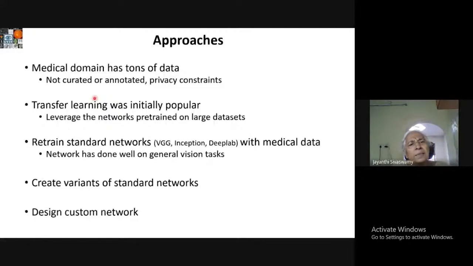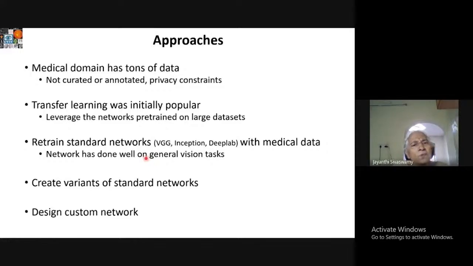And the other method is you take the same VGG inception kind of network, but instead of changing the weights of only the final layers, you can retrain the entire network with medical data. That is also an approach one can use. And this thinking is, well, even if I have thrown away the pre-trained weights, the network is a good network and it's supposed to learn on general vision tasks. It has done very well. So if I retrain it with medical data, it should do well. That is the thinking. And that is the third method.